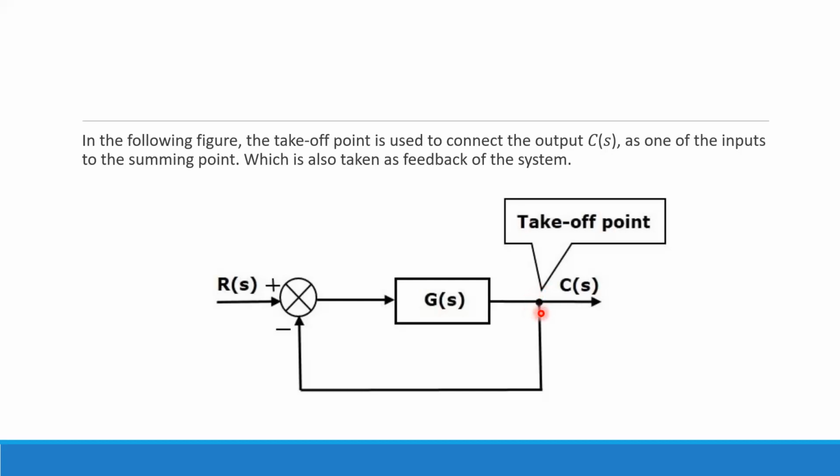Okay, now in this figure there is one block G of S, and from this block we are taking a takeoff point at the output. At this output we are taking the output signal and giving it to the error detector.